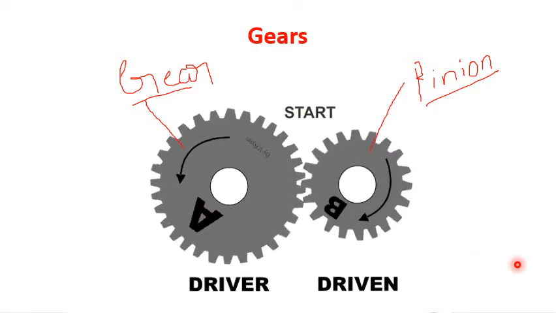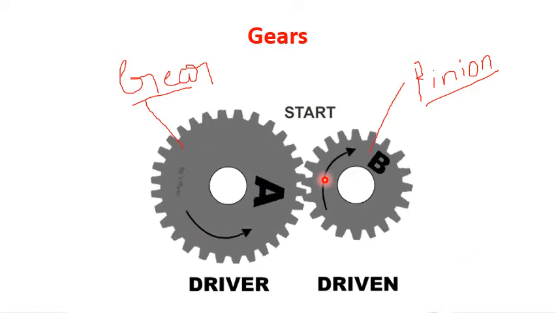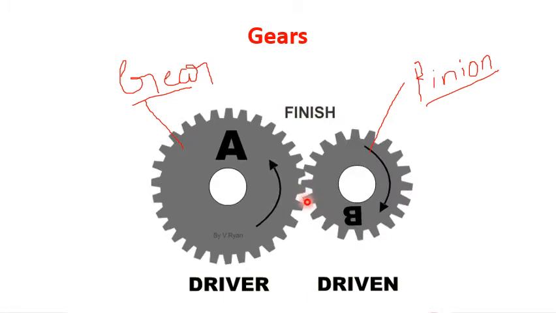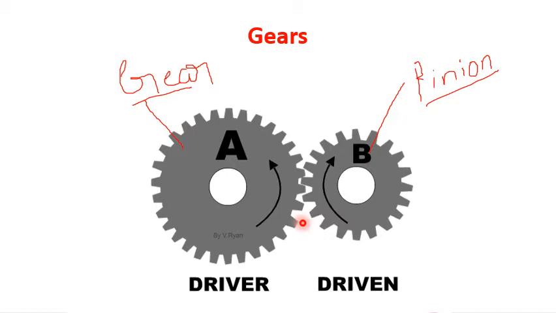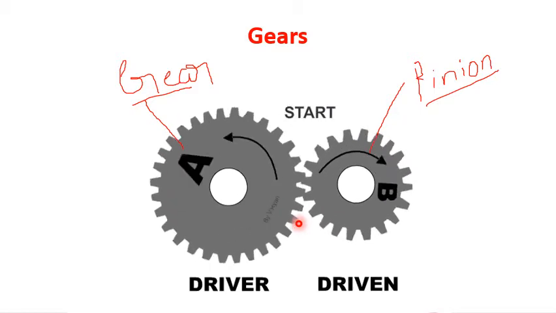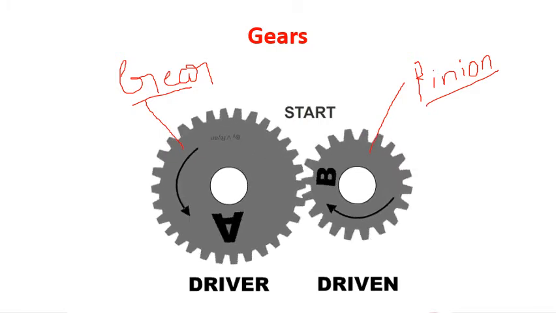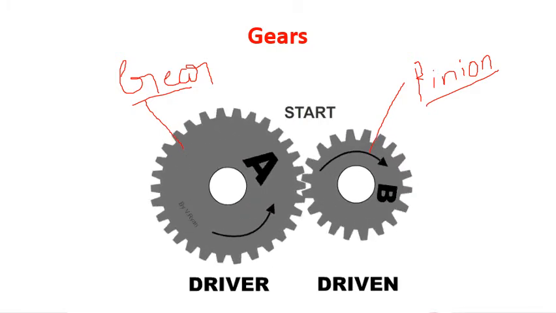Since there is physical contact between the driver and the driven, a small amount of friction, wear and tear will be there. Therefore it always needs a lubrication system for smooth operation. So that is another disadvantage of these gear drives.